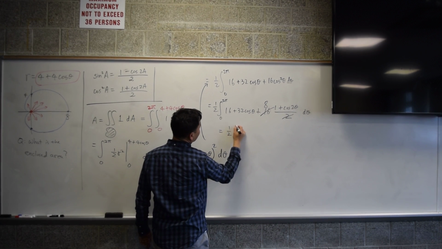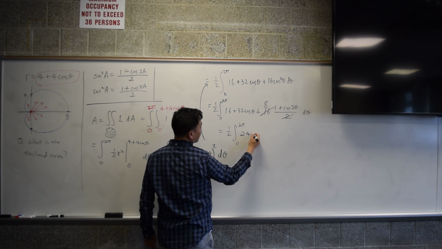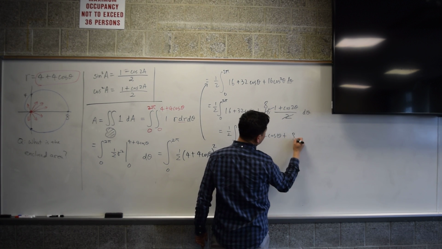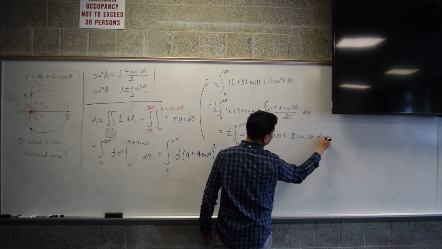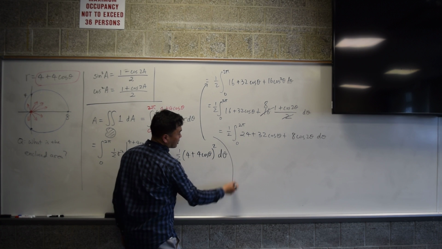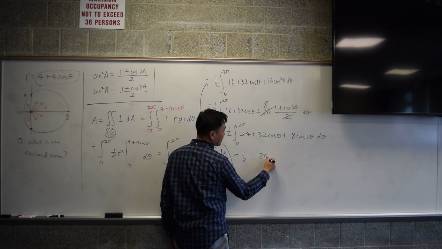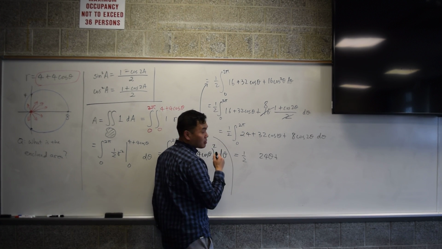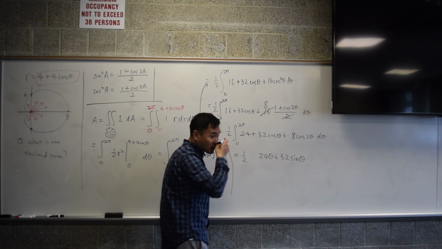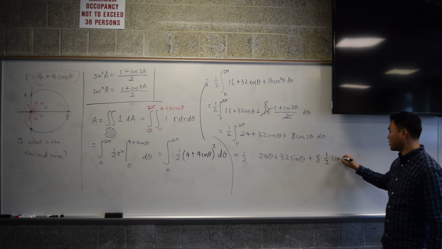Which gives you 1/2, integral 0 to 2 pi. 8 times 1 is 8, plus 16 gives you 24. 32 cosine theta, and then 8 times cosine 2 theta. That's what you have. Now let's continue. Then it's all easy to integrate. 24 integrates to 24 theta. What's the integral of cosine theta? Sine theta. Integral of cosine 2 theta? 1/2 sine 2 theta, right?